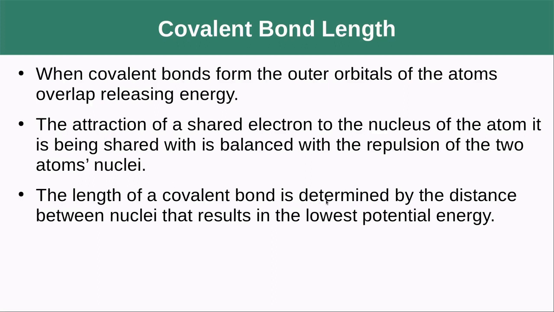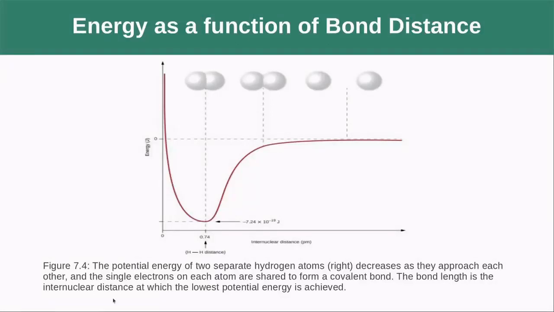The length of a covalent bond is determined by the distance between nuclei that results in the lowest potential energy. So what happens is, if we plot out this energy, here we have two hydrogen atoms that are not bonded at all. They start to get closer and closer together. They start to overlap their orbitals, and energy starts to get released. You get a lower energy atom here, or molecule that's forming.